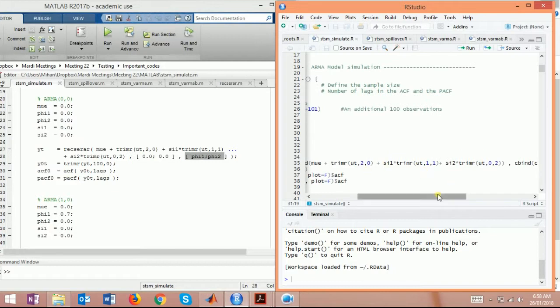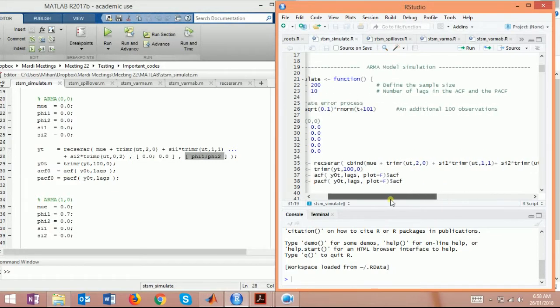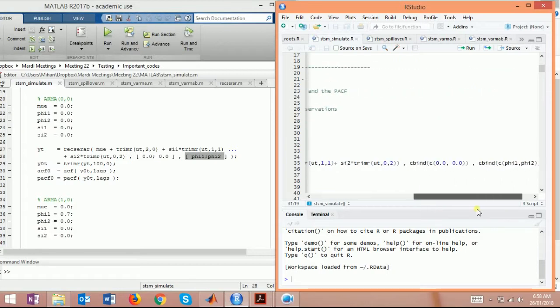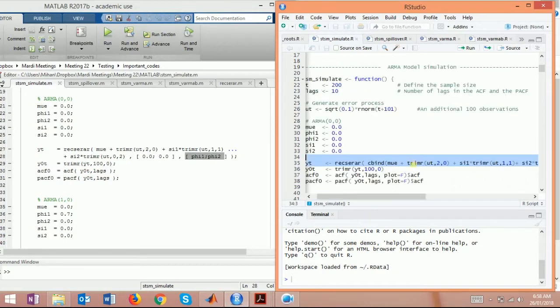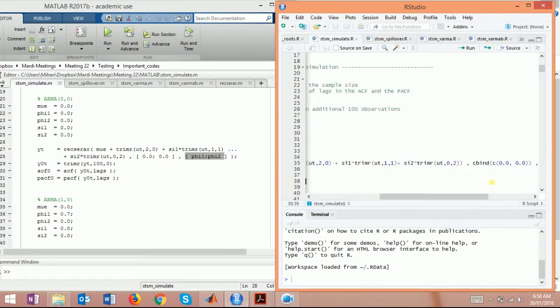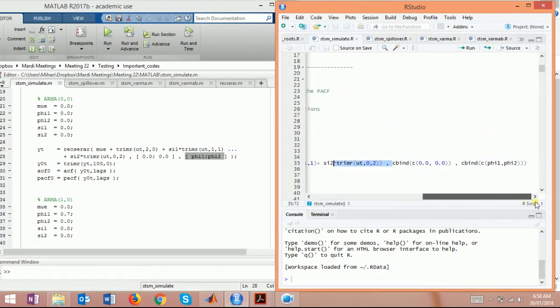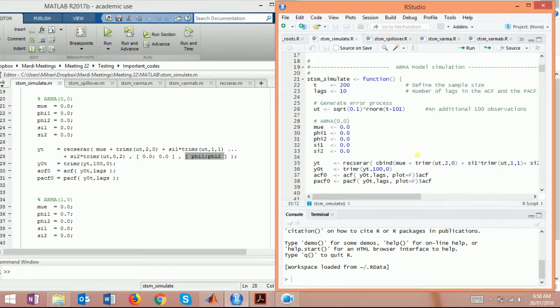Making sure that the dimensions are the same. So we column bind this: this is one column, this is the second column, 0, 0, and we column bind C, phi 1, phi 2, so all of them are in columns, and then we run the rexr function on them.